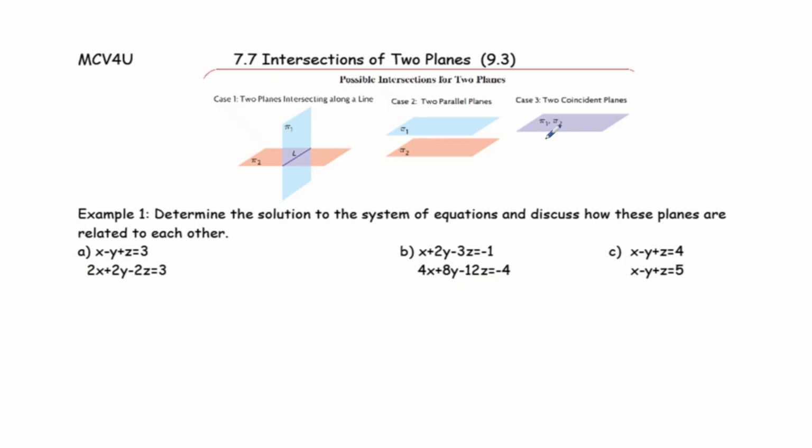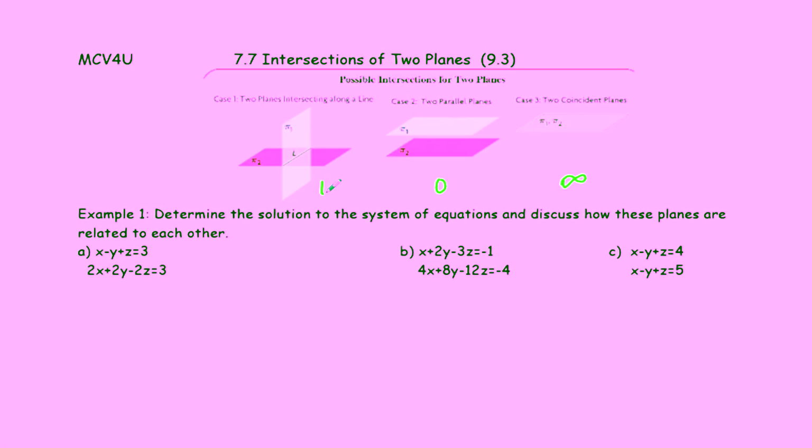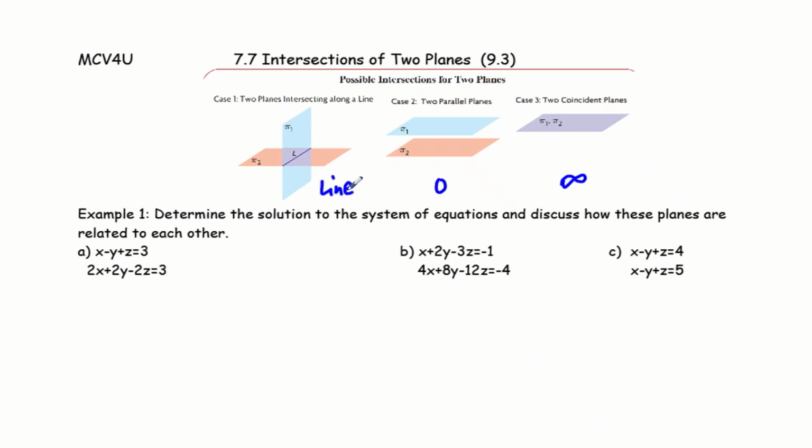Here are the three possibilities for the intersection of two planes. The first one is that the two planes intersect along a line. The second one is parallel, so no solutions, zero solutions. And the third one is coincident. They are the same plane, so infinite solutions. And this one, although it is the equation of a line, also has infinite points on the line for the intersections.